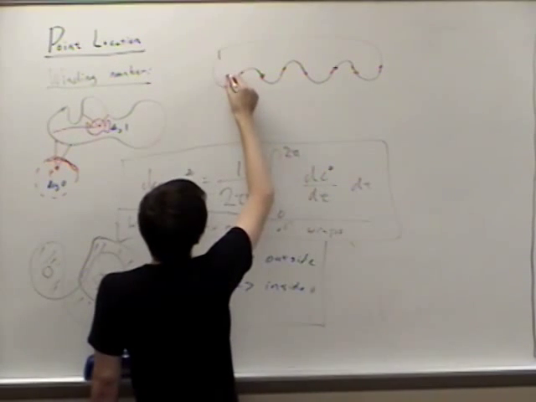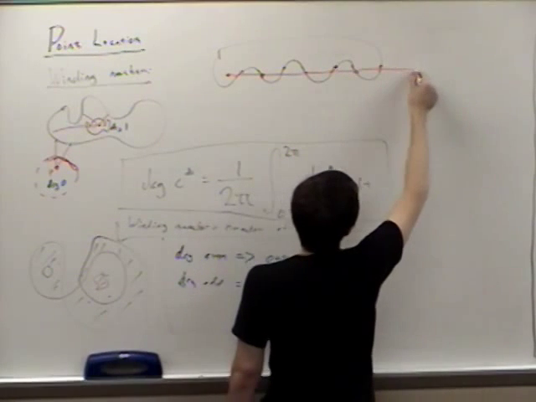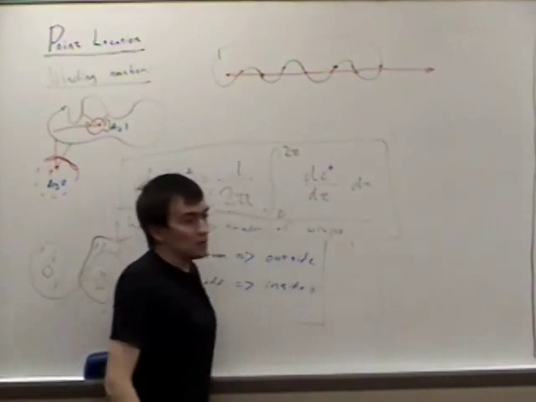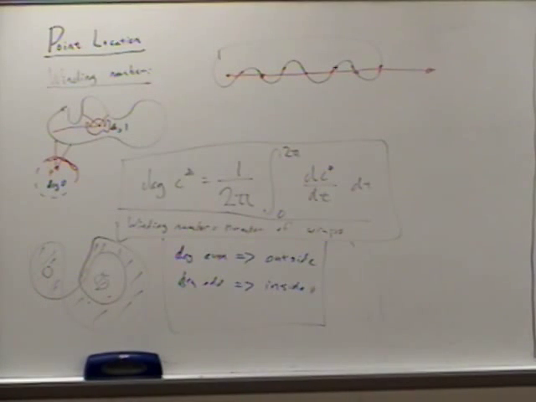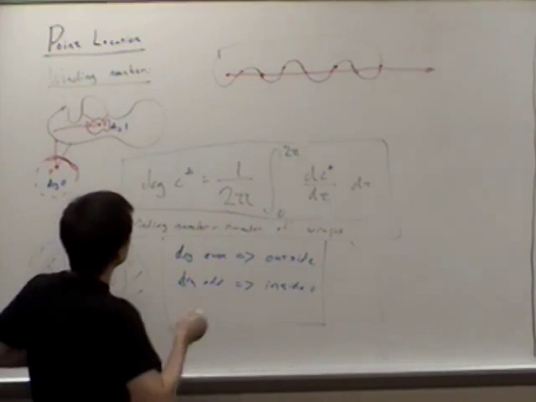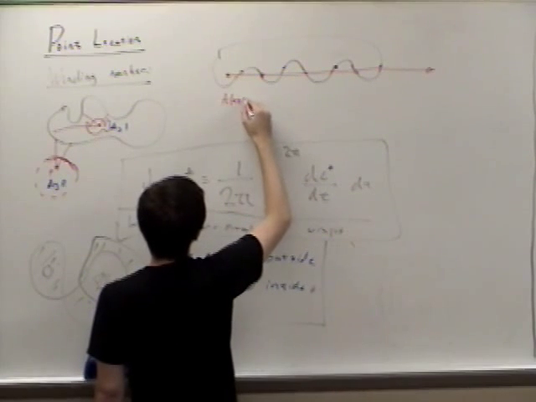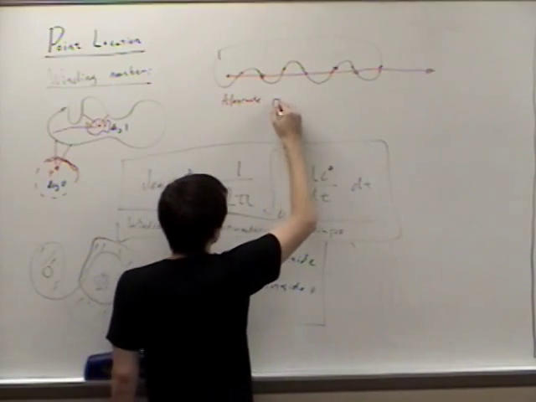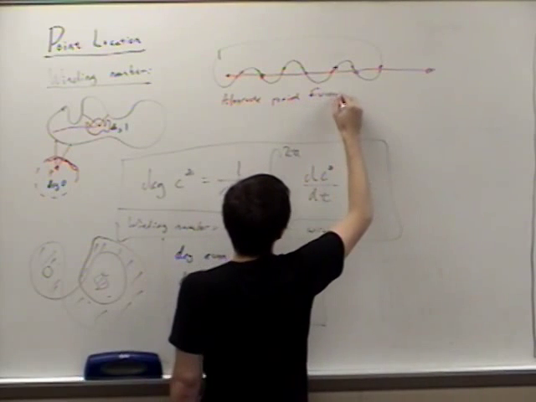So one geometric version of this is I can imagine that I'm just shooting a ray out along this axis, and then counting the number of times that I cross the curve. So this is the alternate point of view.